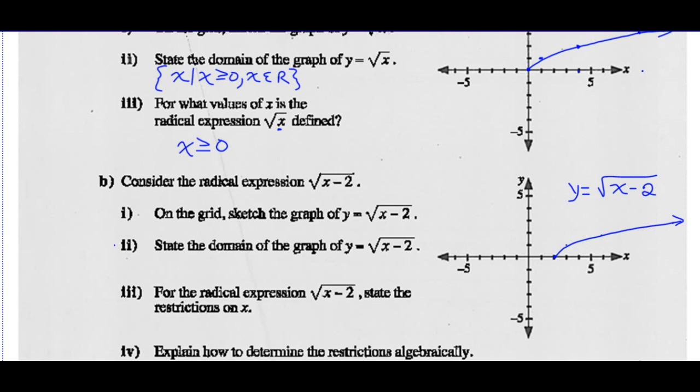Part 2, state the domain of this graph. Again, this graph goes forever right, but it doesn't go anything past x is 2. So x such that x is greater than or equal to 2, and x is any real number.